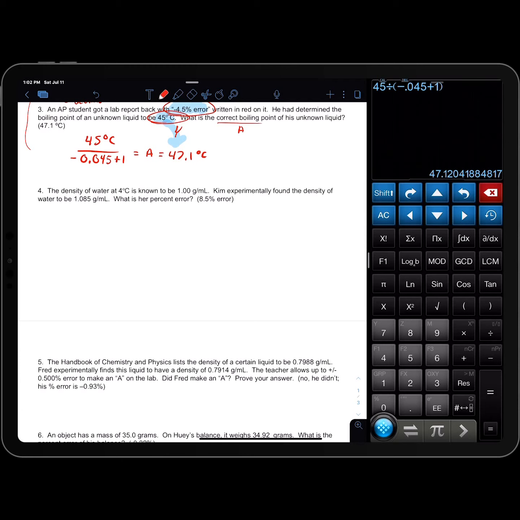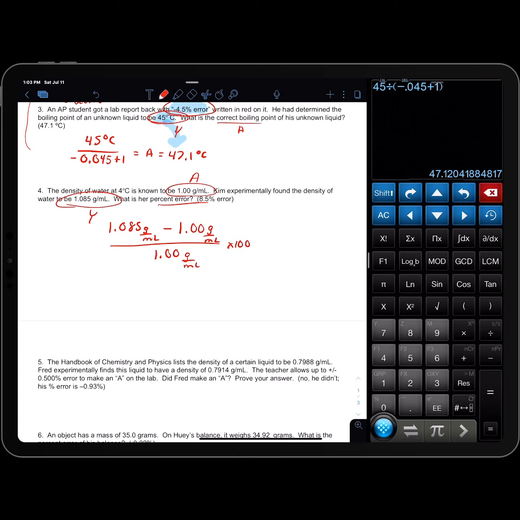Number 4, we have to figure out our percent error. So it says the density of water at 4 degrees is known to be 1 gram per milliliter. Kim experimentally found the density to be 1.085 grams per milliliter. So if this is her measurement, then this is the actual density of the water, and we're trying to figure out the percent. So we go your measurement, 1.085 grams per milliliter, minus the 1.00 grams per milliliter, divided by 1.00 grams per milliliter, times 100.